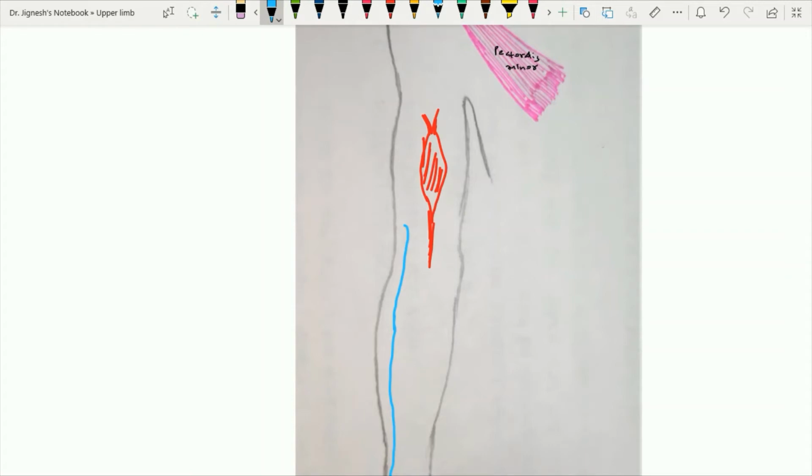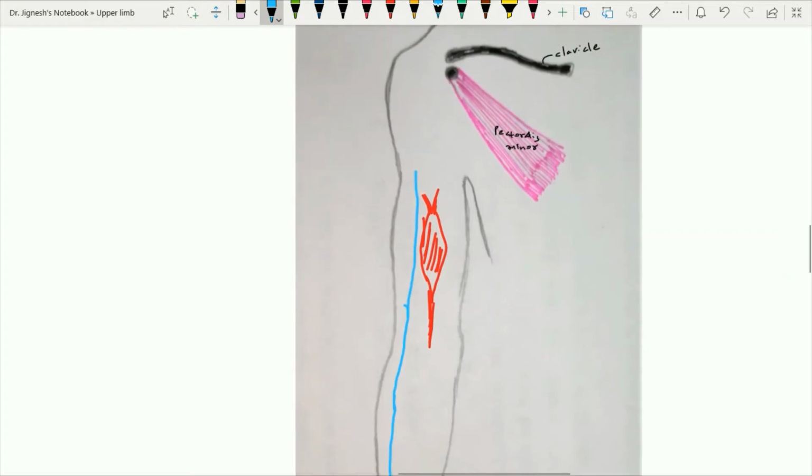This vein passes further upward, and it pierces the deep fascia at the upper part of the arm, where it is going to run within the deltopectoral groove. At the deltopectoral groove, it passes superficial to the pectoralis minor and drains into one important vein, that is the axillary vein, which is present somewhere here.